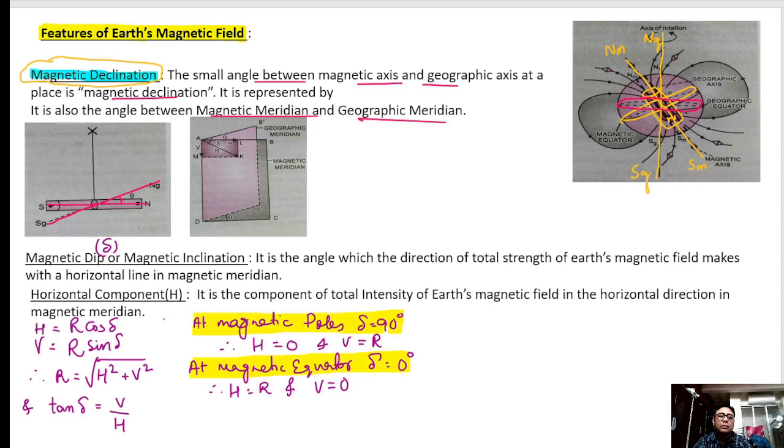Next, magnetic dip, that is this angle, or magnetic inclination. What is that? It is the angle which the direction of total Earth's magnetic field makes with a horizontal line in a magnetic meridian. So see, this is the magnetic meridian.